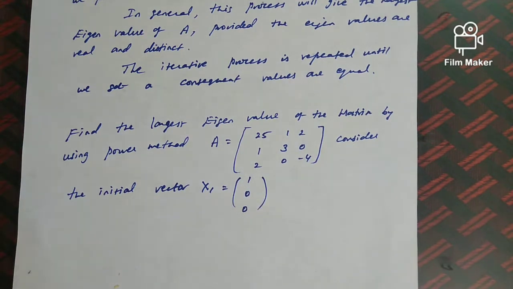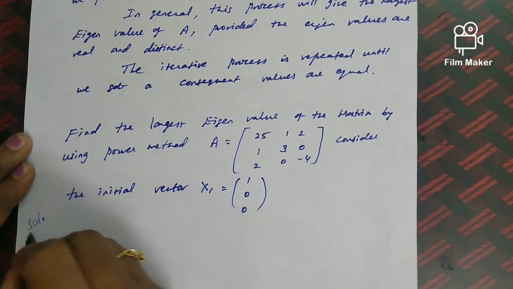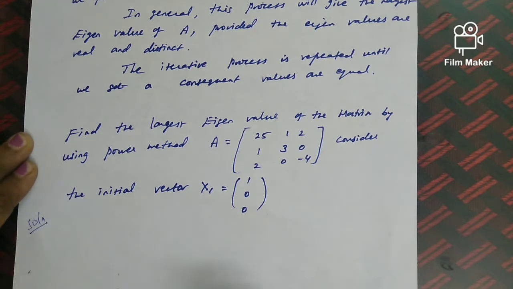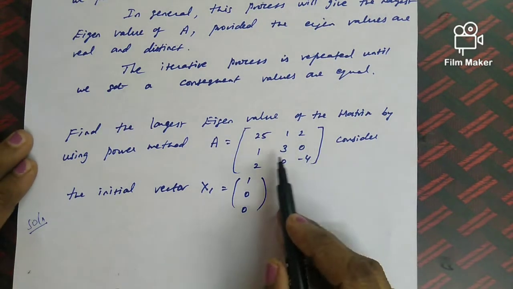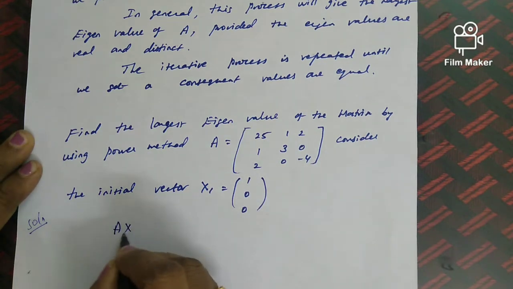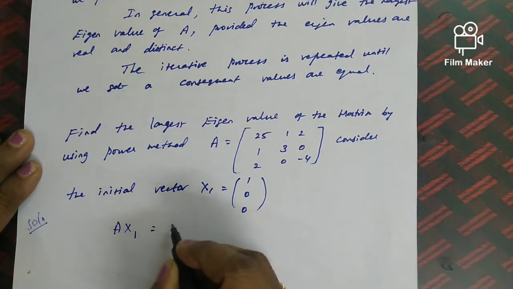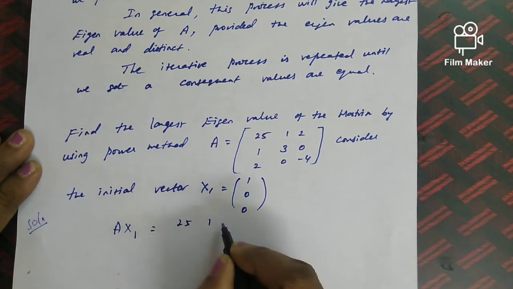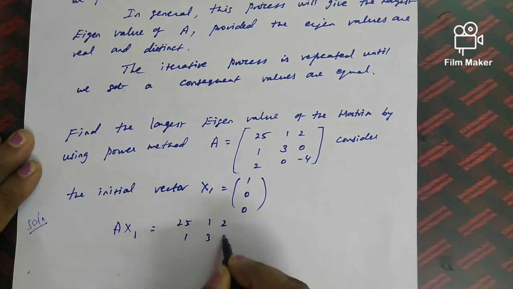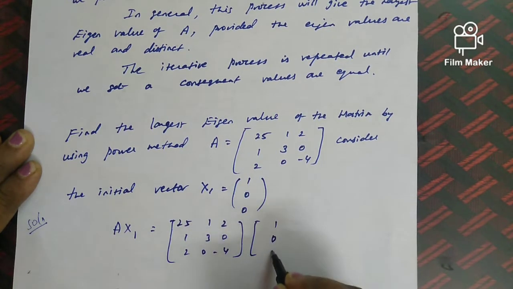Now we have to form the method, that is Ax equal to lambda x. By that equation we will start the solution. Look at the solution. Given matrix A is 25 1 2, 1 3 0, 2 0 minus 4. First we form the equation Ax1, because the initial vector is given. We substitute the A matrix 25 1 2, 1 3 0, 2 0 minus 4 times x1, where x1 is given as 1 0 0.